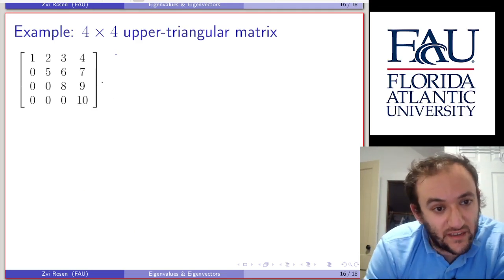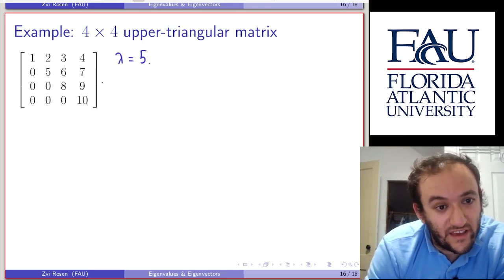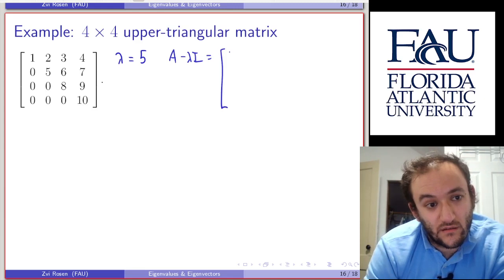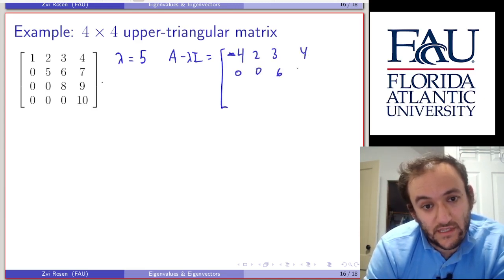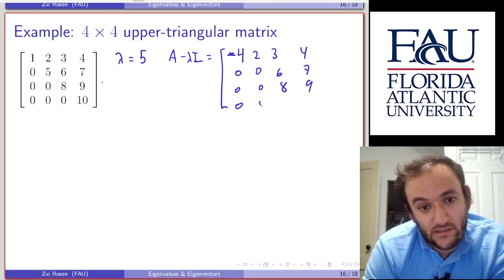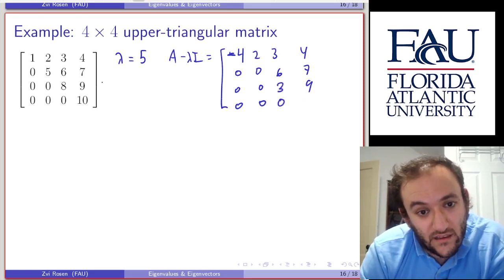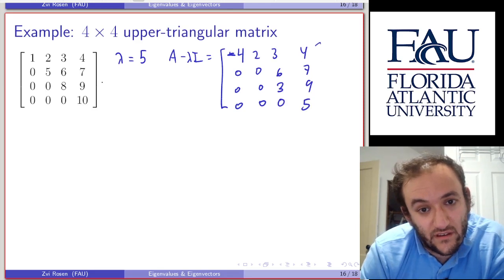So we have lambda equals 5. Well, that gives us A minus lambda I equals minus 4, 2, 3, 4, 0, 0, 6, 7, 0, 0, 8, 9, 0, 0, 0. Oh, sorry, that should be 0, 0, 3, 9, 0, 0, 0, 5.